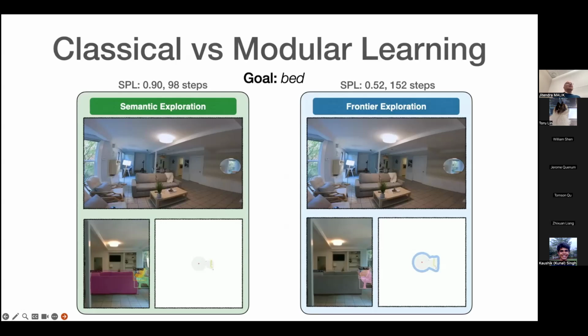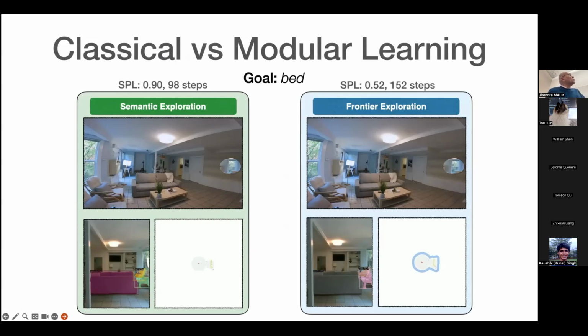Semantic exploration is when, suppose I'm looking for a TV in someone's house, I have a sense of where I'm more likely to find the TV. Frontier exploration means that you just go to whatever is the next unexplored region from your map. So there is no benefit of learning there. So essentially you get the benefit of that, right?